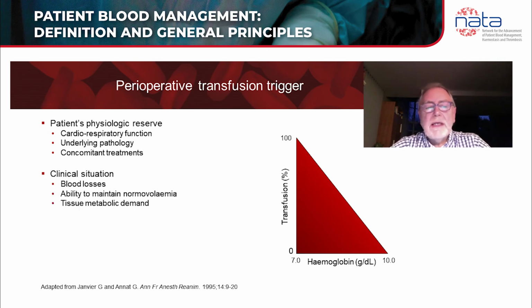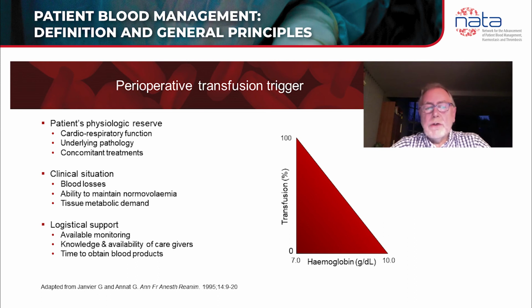The second series include the clinical conditions, and more specifically, the amount of blood losses, the ability for the clinician to maintain normovolemia, which is one of the important factors allowing the maintenance of the cardiac output response. And third, the level of tissue metabolic demand. The third parameters relates to the logistical support, mainly the available monitoring the clinicians could use, the knowledge and the availability of caregivers, and the time to obtain the blood products required.